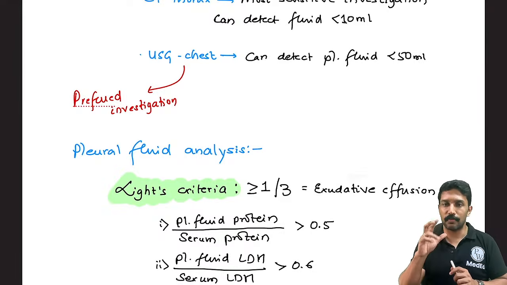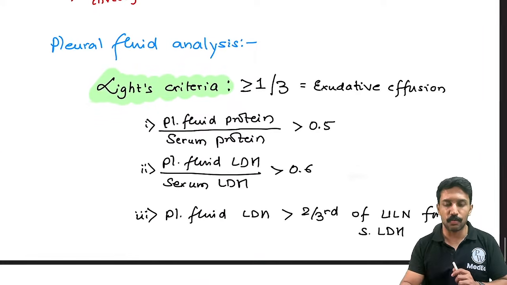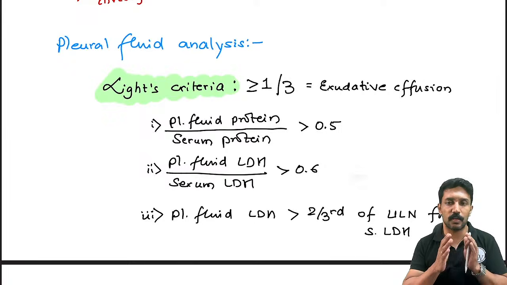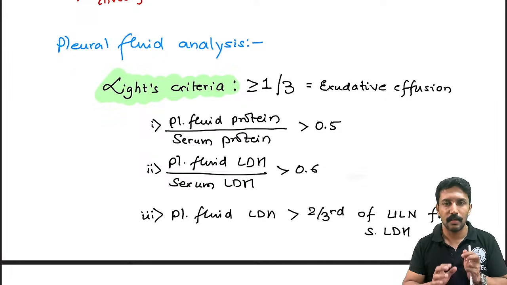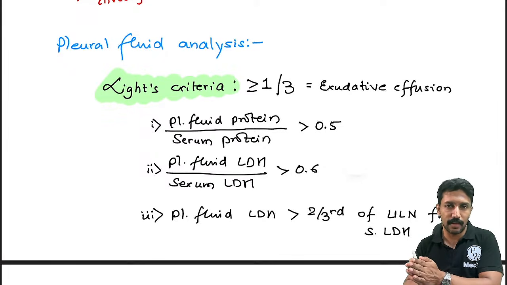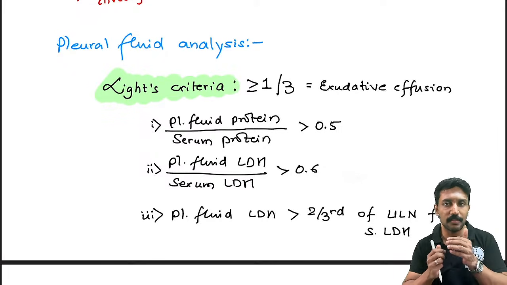Once I have confirmed the diagnosis with the ultrasound, to know the etiology, I have to go for pleural fluid analysis. For that we will tap the sample, ideally under ultrasound guidance. And once it is tapped, we will analyze it in the lab. We will apply Light's criteria to decide whether it is transudative or exudative.